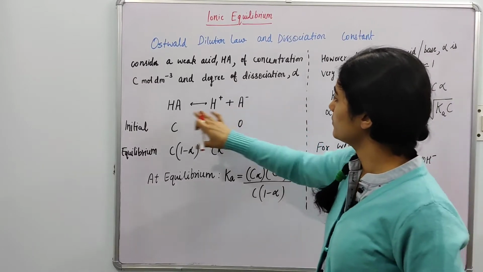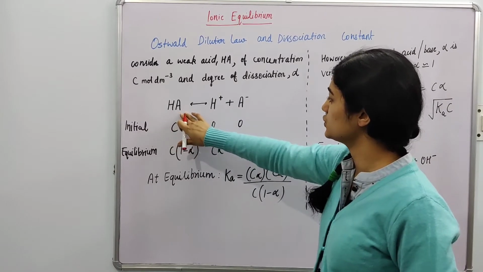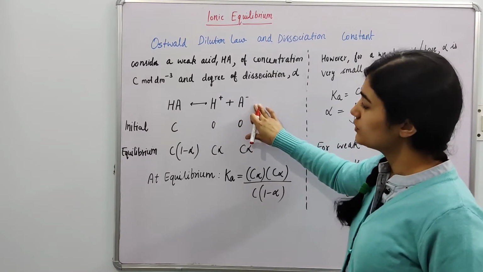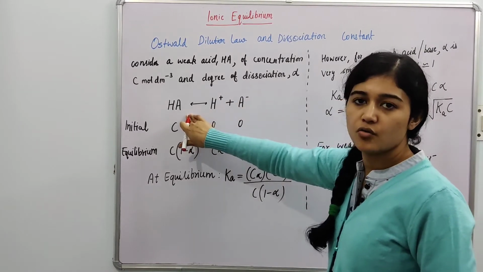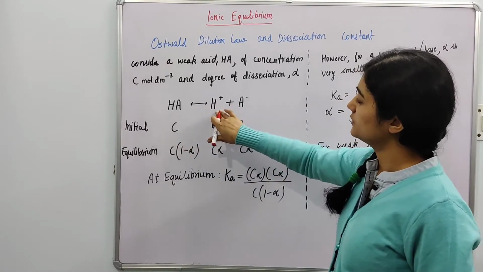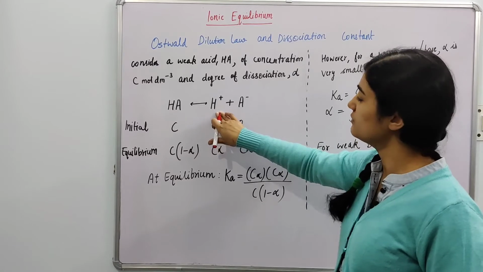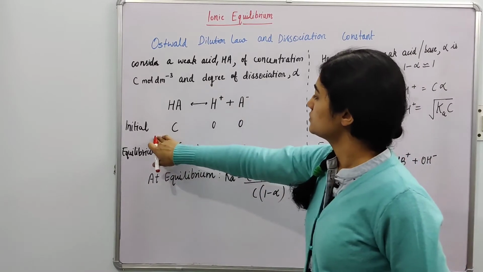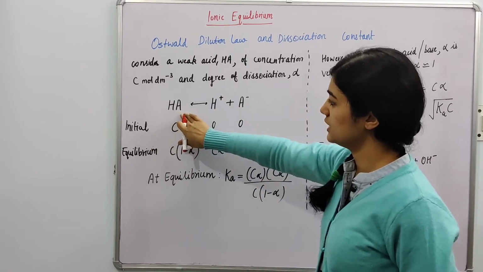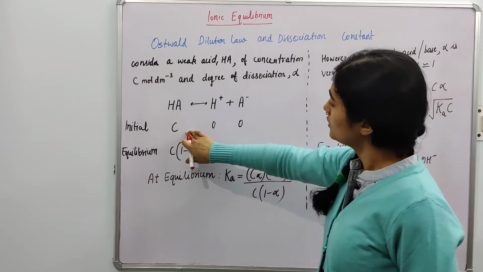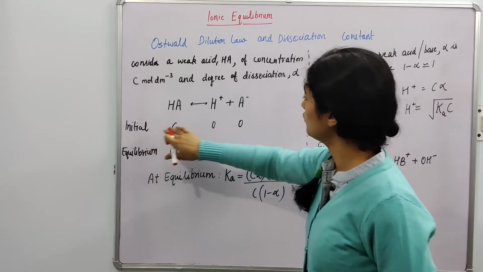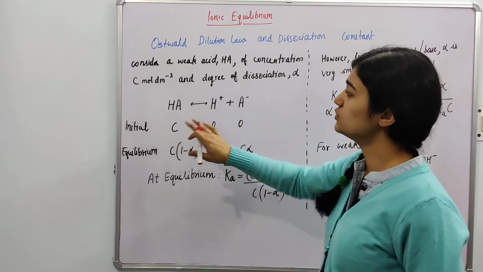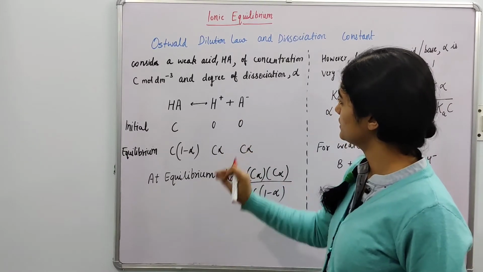So let's take an example of a monoprotic weak acid HA, and it dissociates into H positive and A negative. For simplification, we have ignored the water here, and that's why instead of writing H3O positive, I have written H positive. If you take the initial concentration of HA as C moles per decimeter cube, then initially the concentrations of H positive and A negative are 0, since there is no dissociation at the initial stage.